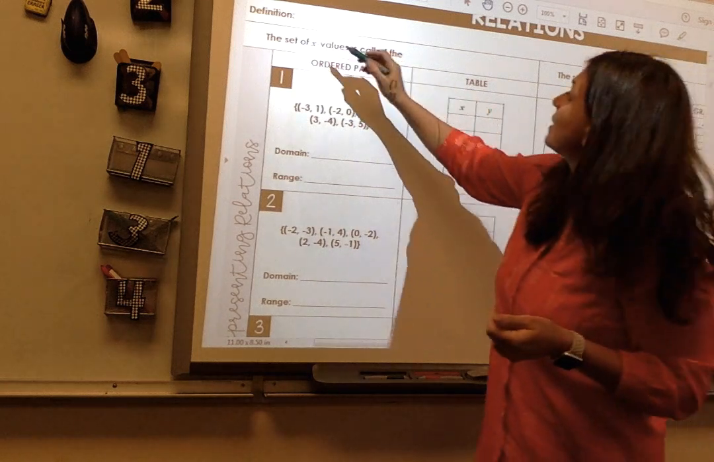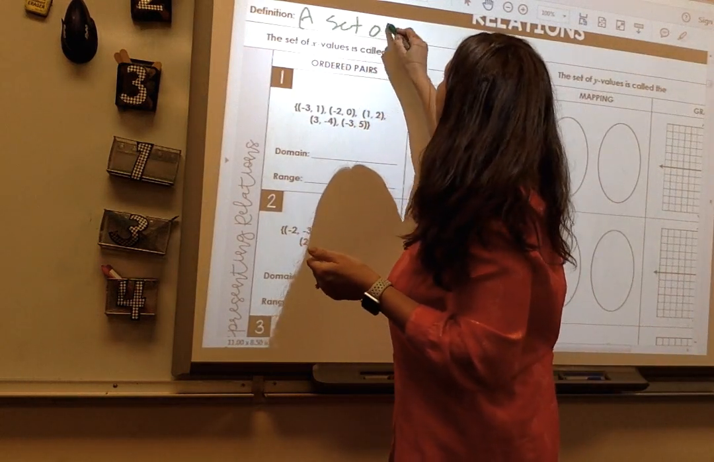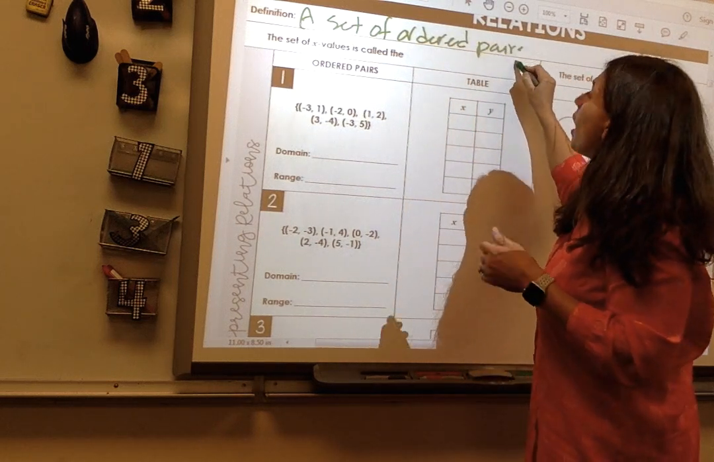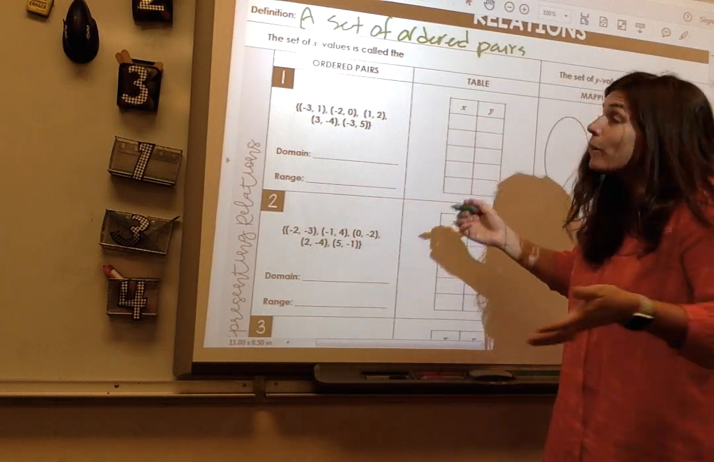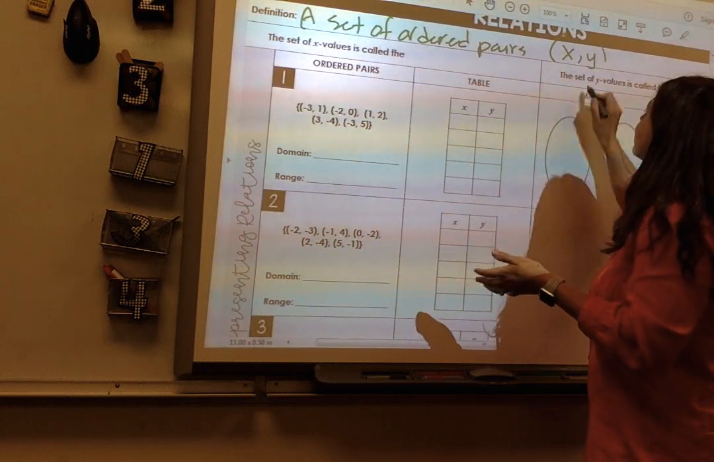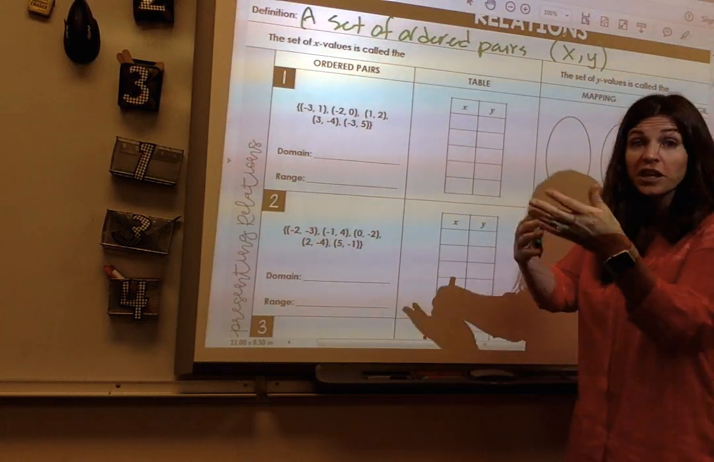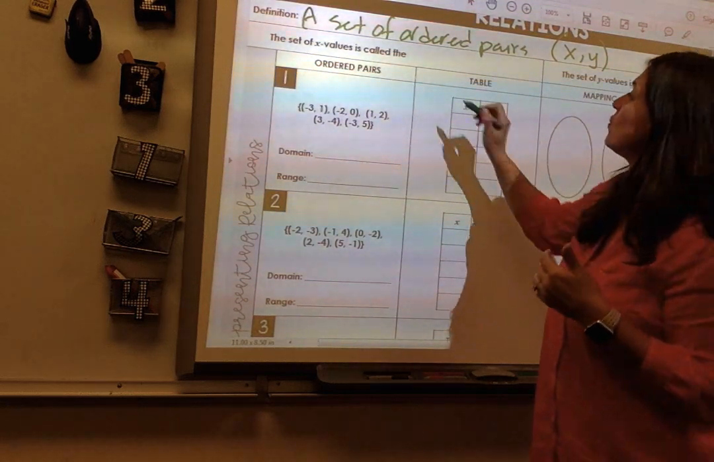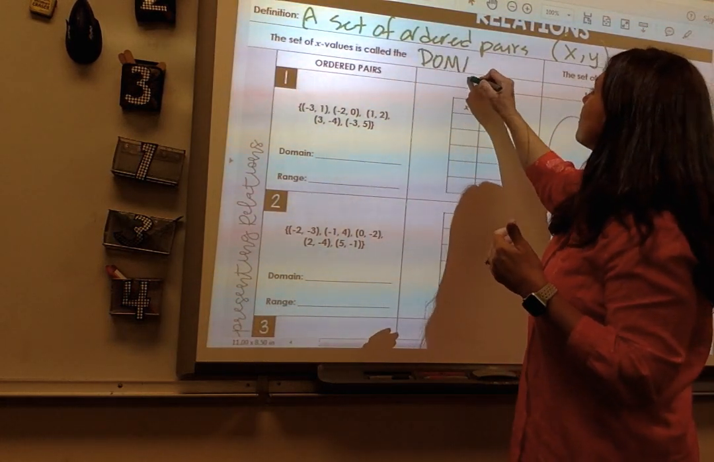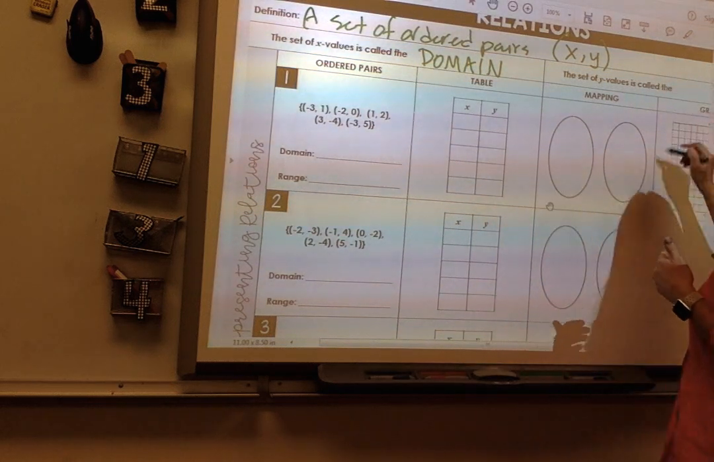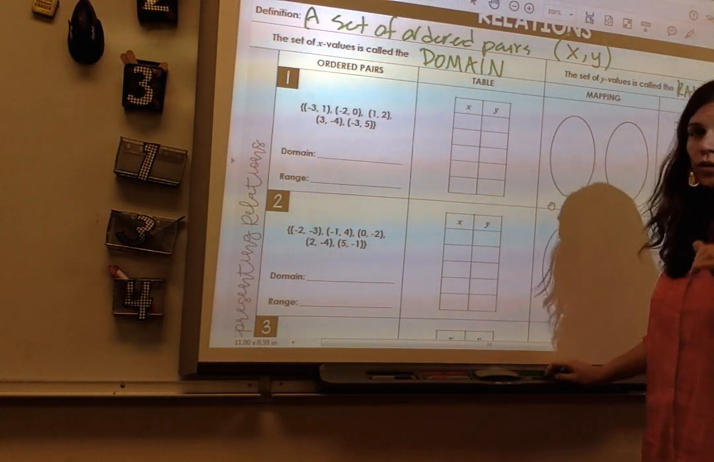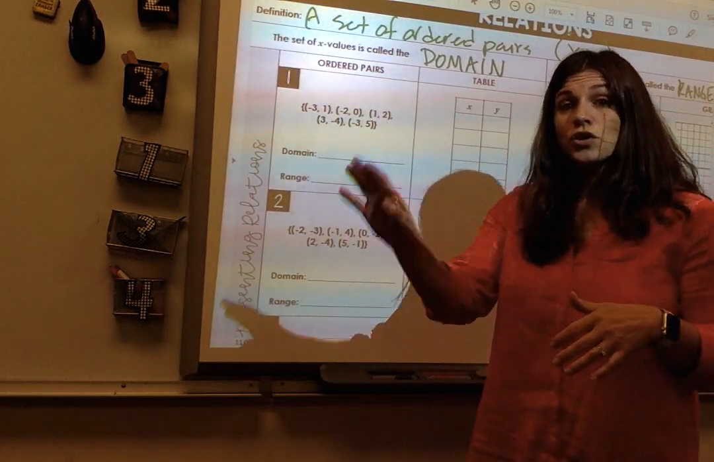It's easy. It is a set of ordered pairs. And on the other side of this, we already said what an ordered pair was, right? We said it's this. And that's a relation. It is just a set of ordered pairs. The set of x values is called the domain, and the set of y values is called the range. And that is very important for you to know. Those are big definitions. So domain and range.